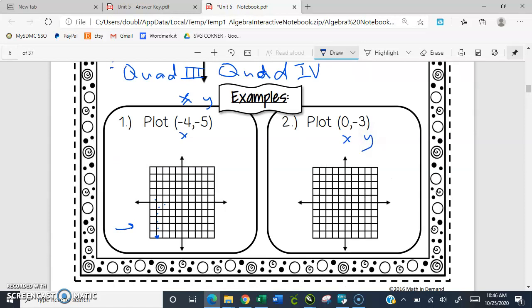So if 0 is our x and it tells us to go right or left, and it says we're not going anywhere because it's 0, then we move right to our y. So our y is -3. So from that 0 point, we go down 3. 1, 2, 3. And our point is right on that line. So that's us graphing 0, -3.